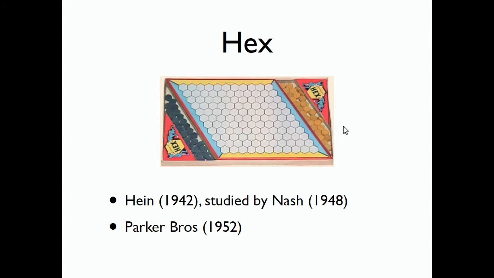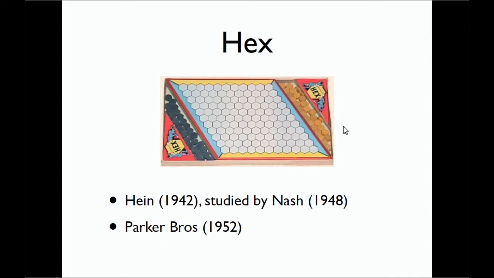How many people have seen this game before? Okay, some of you have. It is a game played on a hexagonal board, so hexagonal tiles, and it's basically a diamond-shaped board. There's the same number of tiles on each side. It's a two-player game. The object of the game is for players to create a chain of tiles going either this way across the board or this way across the board. If you were playing this on a sheet of paper, you might do this with X's and O's, kind of like in tic-tac-toe.